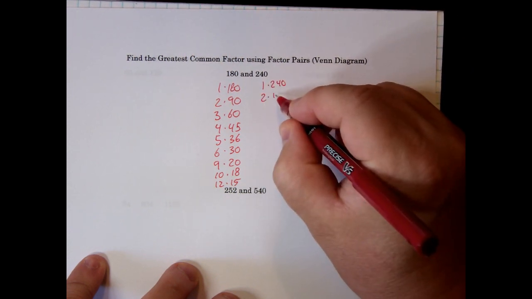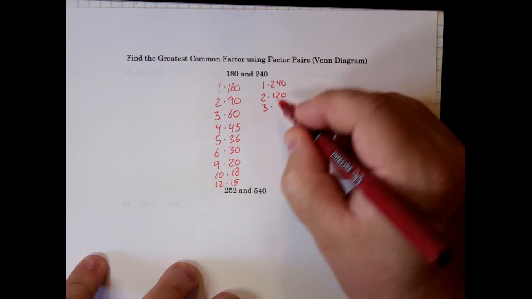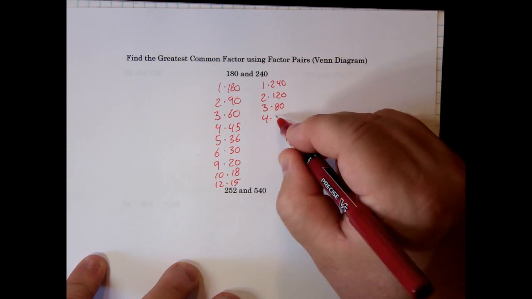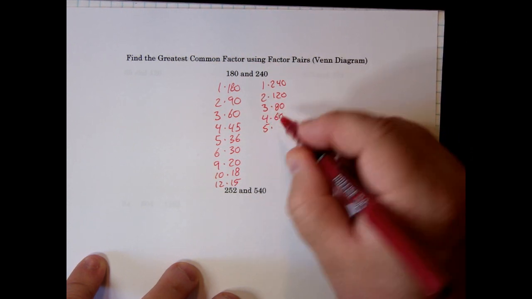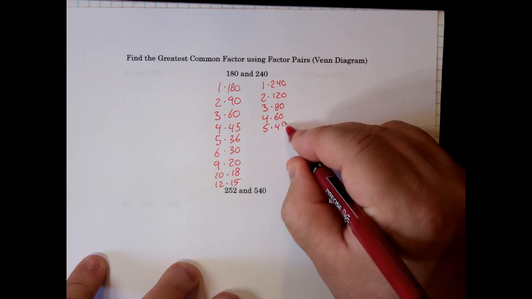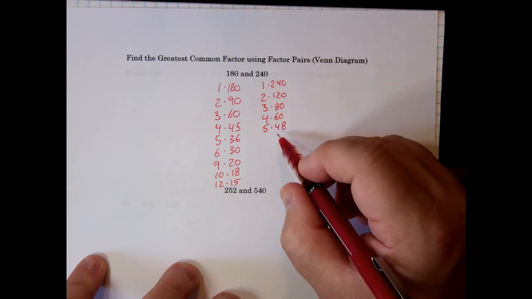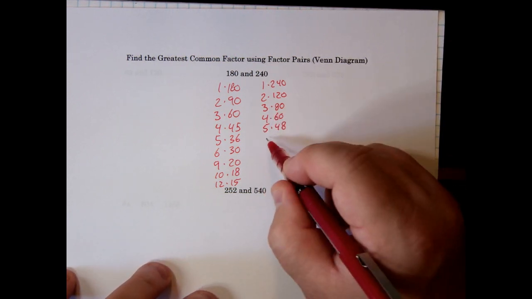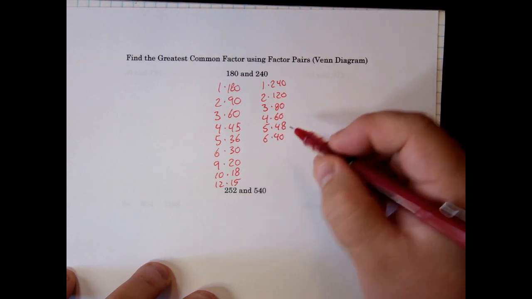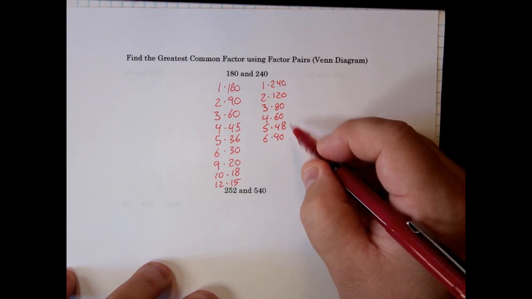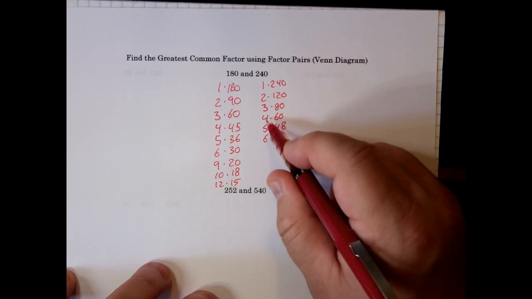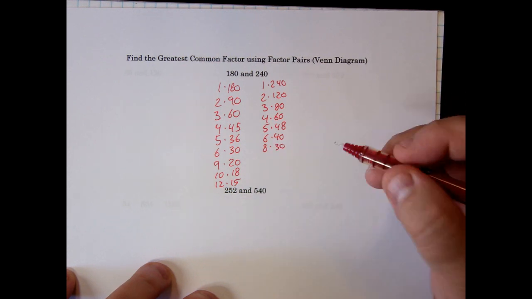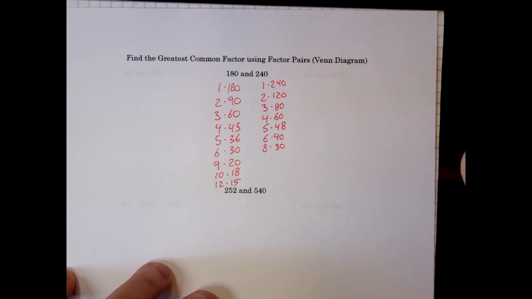2 and 120. 3, it goes in 24. 8, 80. 4, half of 120 is 60. 5 and 48. And 6, double the 3, so 6 and 40. 7 doesn't look like it's going to work, there's no 7's. 8, you can double the 4 and take half of 60, so 8 and 39. They add up to 6, so 9's not going to work.